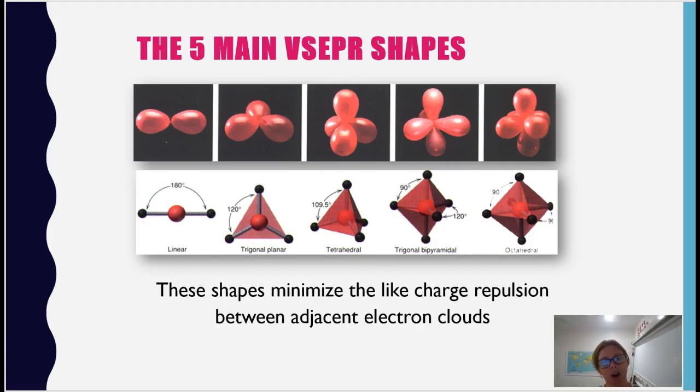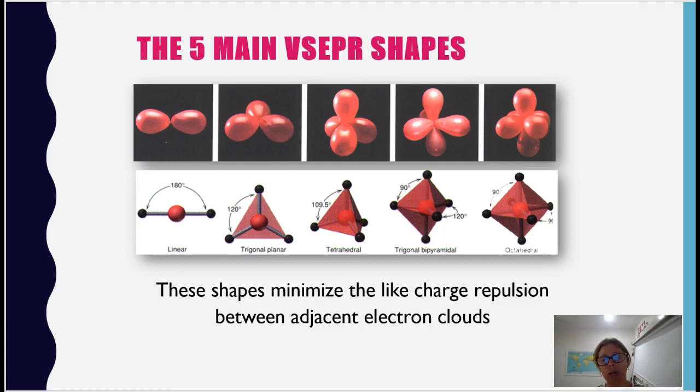So we have 5 main shapes. Yes, you need to know them. One is linear, when we have one central atom with 2 on either side, and they are 180 degrees apart. They can't get any further. If they were slightly bent, they'd be closer, and if they were bent the other way, they'd be closer. So linear is the best way to go.